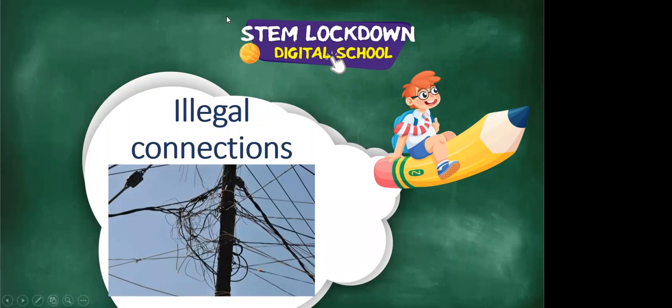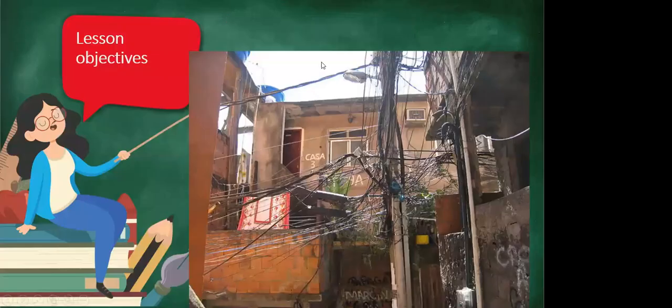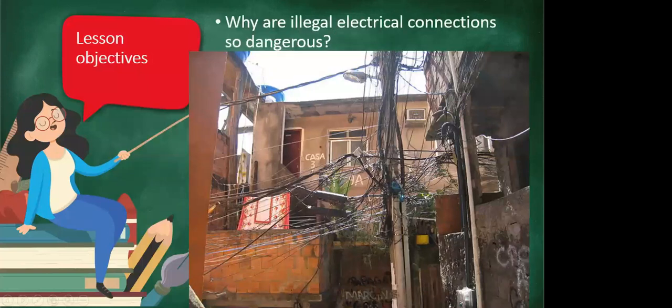All right, so our lesson objective is to learn why illegal electrical connections are so dangerous. That is today's objective, to find out exactly why these illegal connections are so dangerous. And you can actually answer that. Why is it that they are dangerous? Tristan.